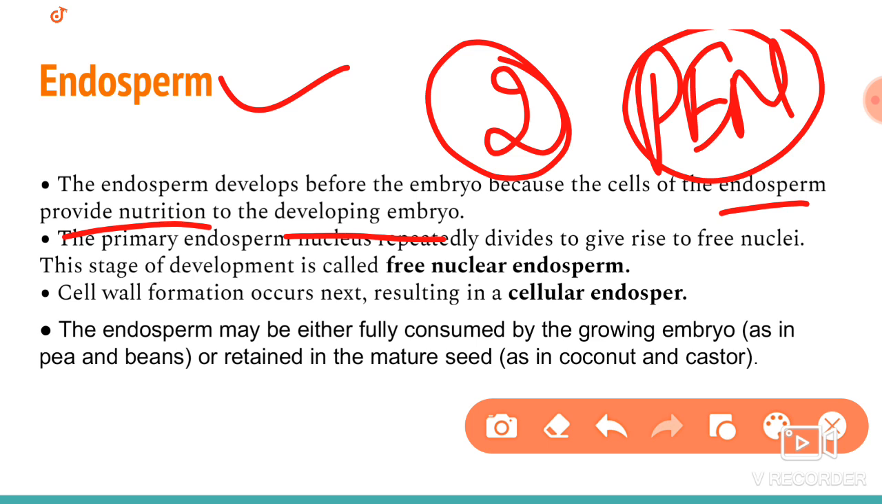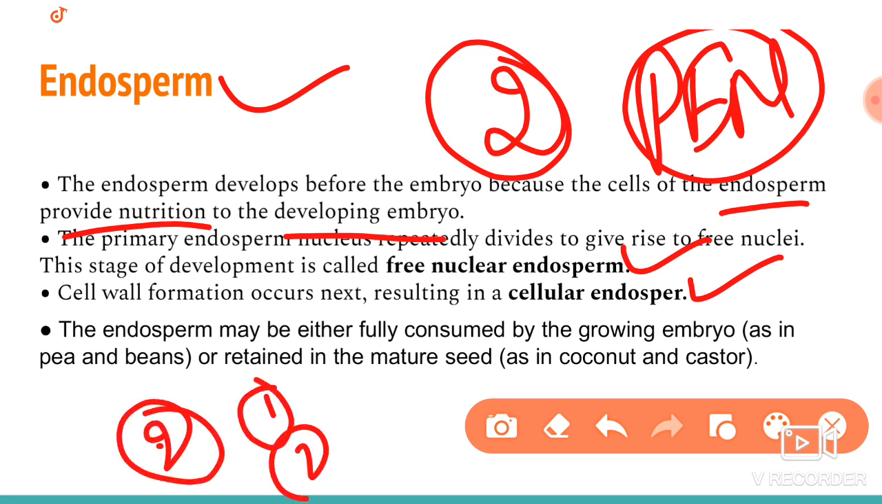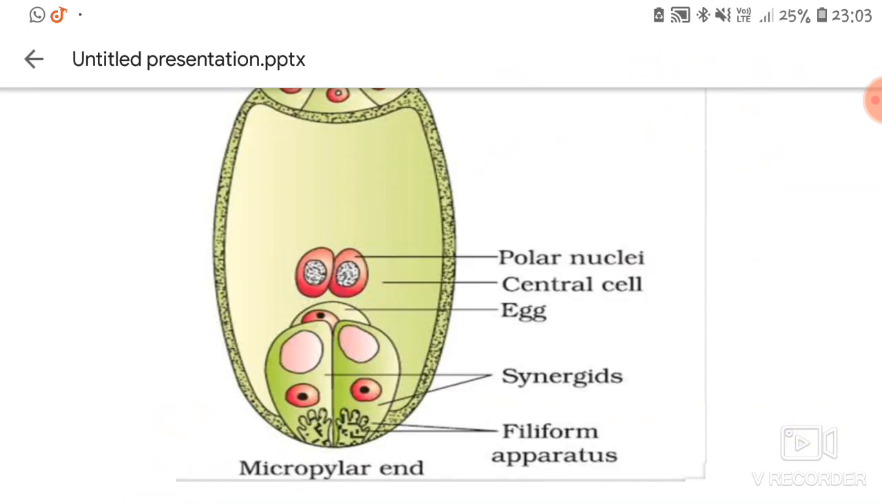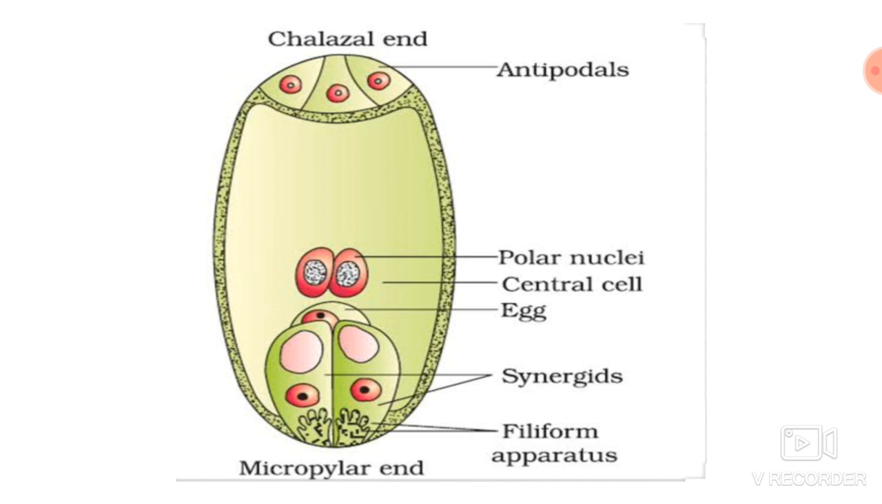Based on that, we divide the endosperm into two types. One is nuclear endosperm, another one is cellular endosperm. Please remember, two types of endosperm are there. Nuclear endosperm and cellular endosperm. Let us see what is nuclear endosperm. What is meant by nuclear endosperm, that I will tell you in this slide.